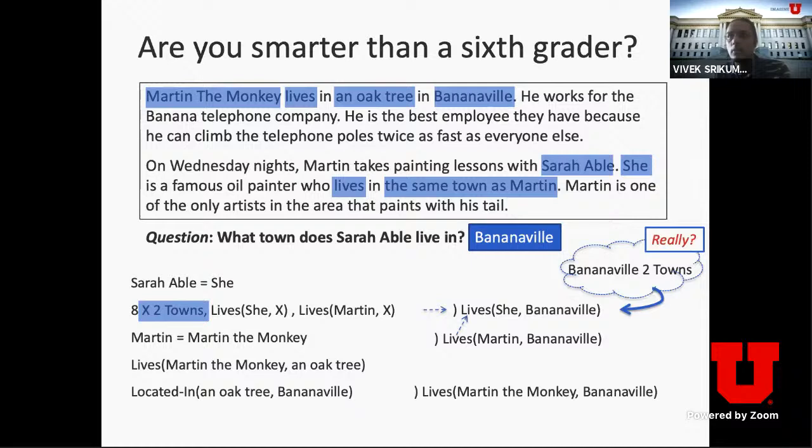We probably have never been to this town called Bananaville, but somehow most of us would agree that Bananaville is the location. And then after that, it's easy. Once you know that she lives in Bananaville, you know that Sarah Abel lives in Bananaville.